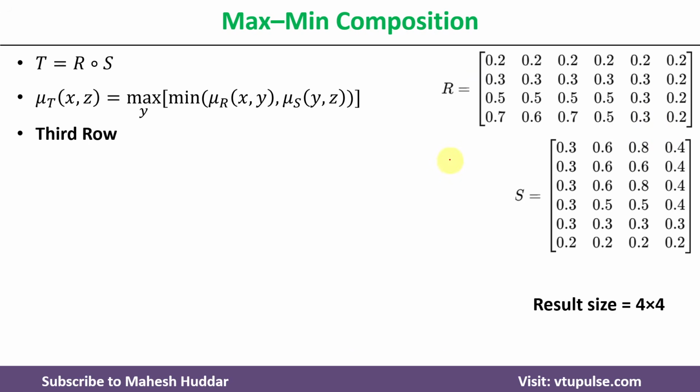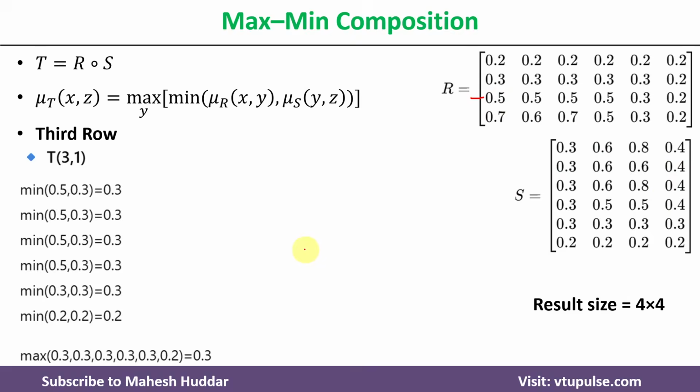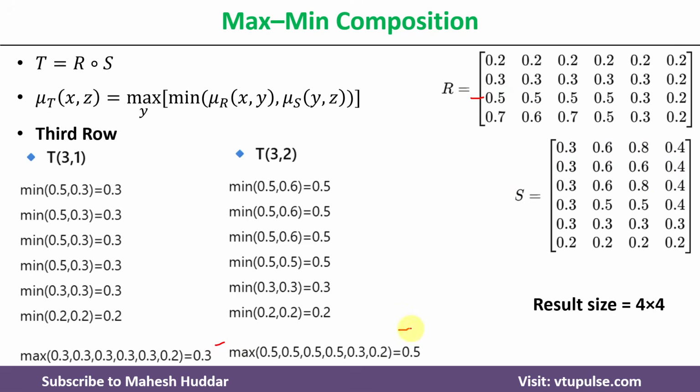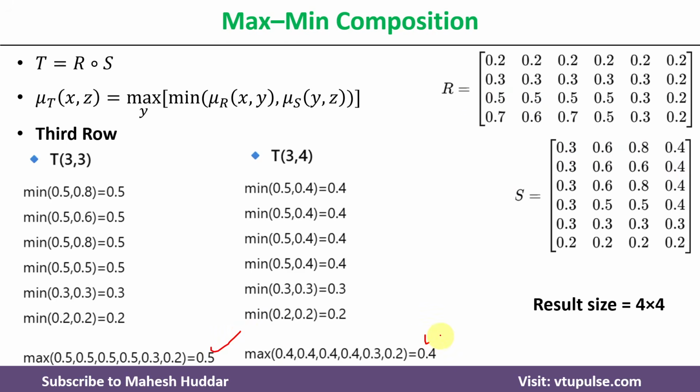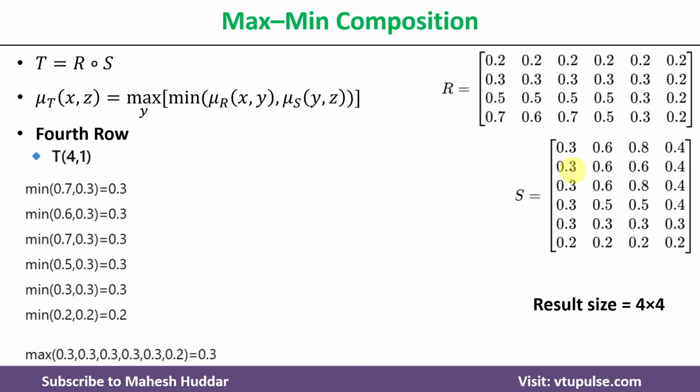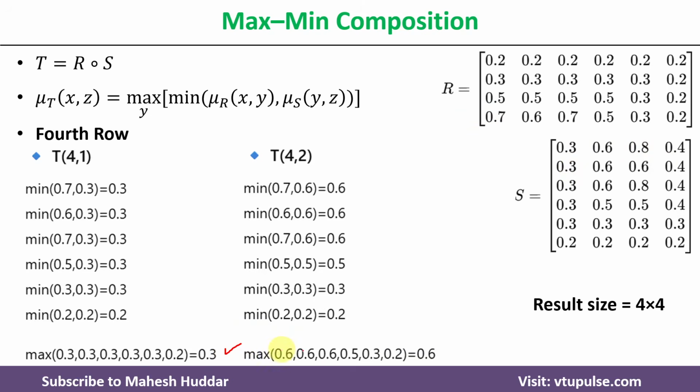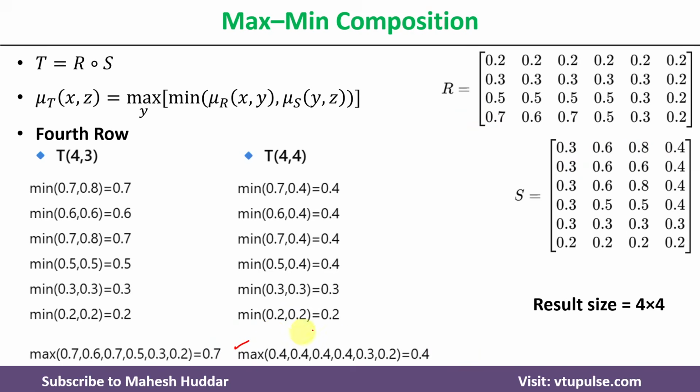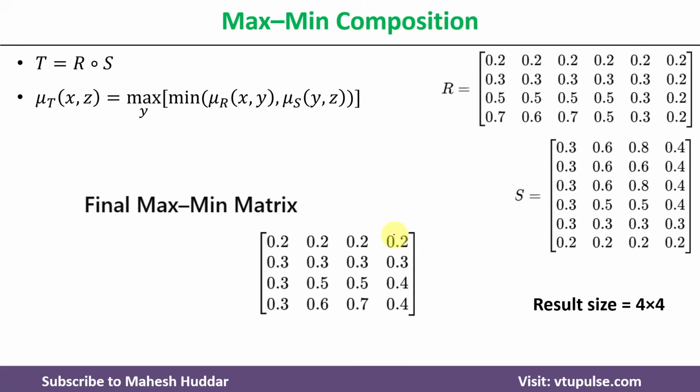Next, we will consider the third row. So here also we need to compare this third row with all the columns. Once you do this, we will get the values as 0.3, 0.5, 0.5 and 0.4. So next we need to compare the fourth row with all the columns. Once you do this, we will get the values as 0.3, 0.6, 0.7 and 0.4. So finally, we will get the fuzzy relation T as this matrix by using max min composition.